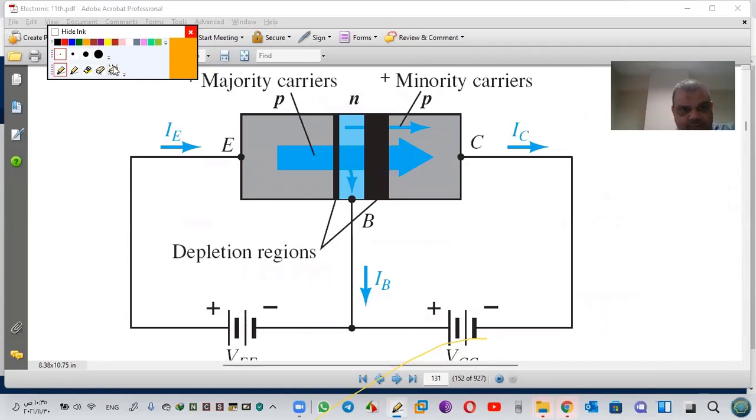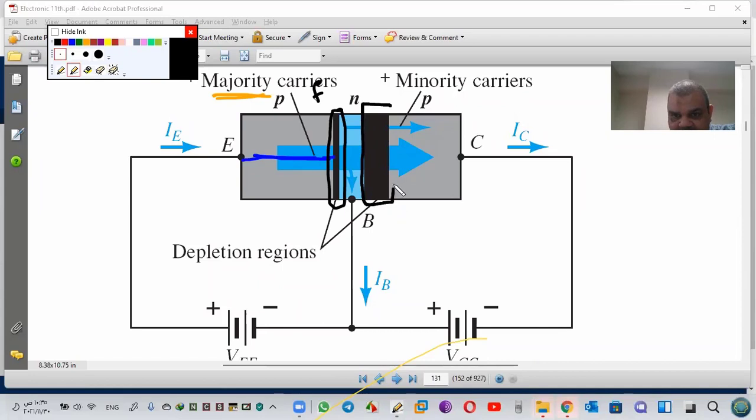See here, here we have majority carriers. See this arrow? Current starts from B, arrives to here. Here we have a very narrow depletion region because this is forward. And here we have a big depletion region because it is reverse.